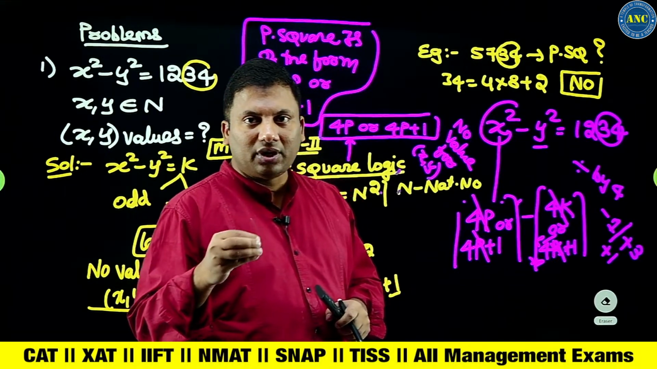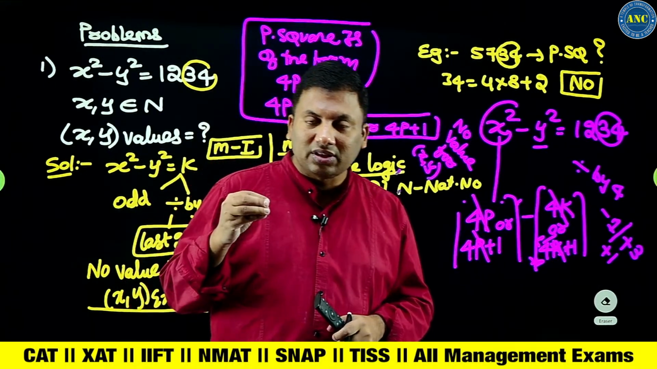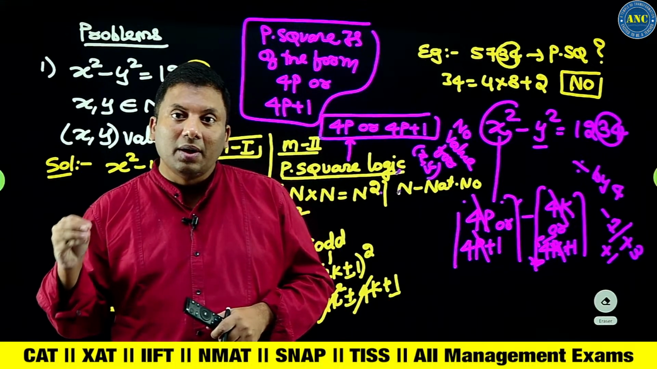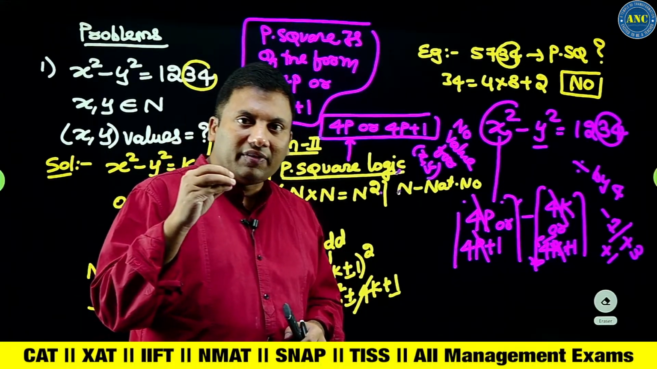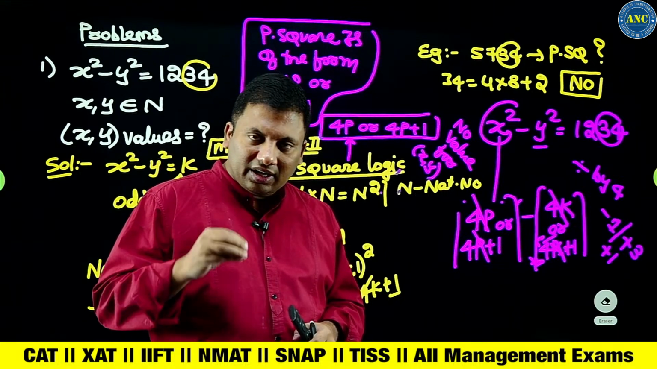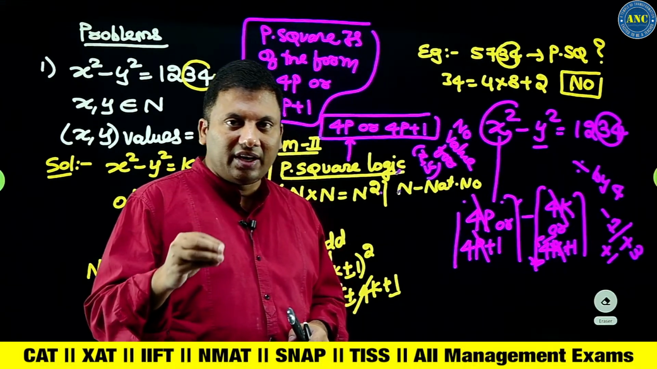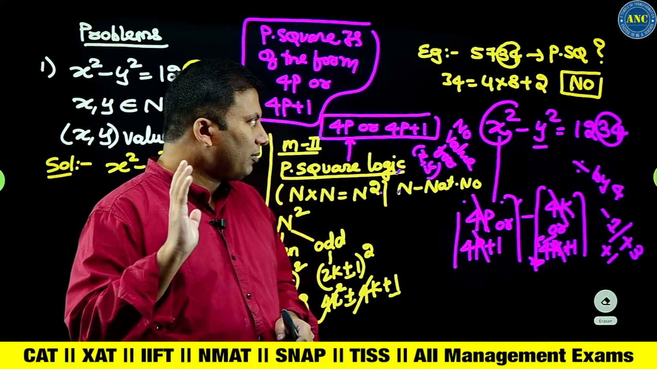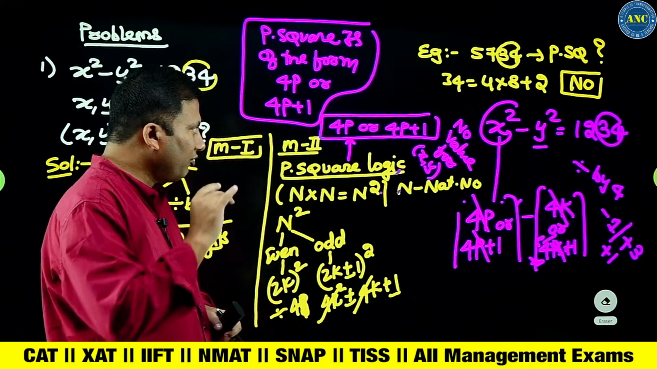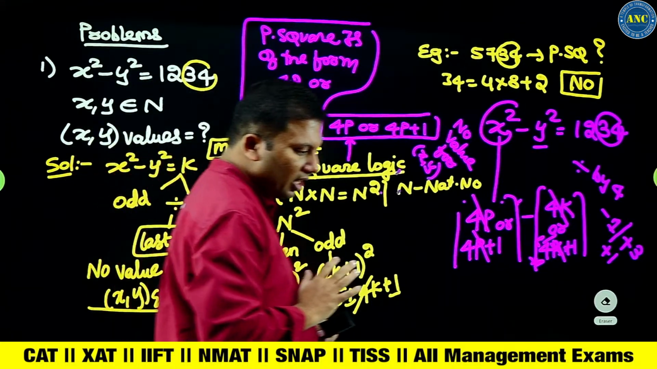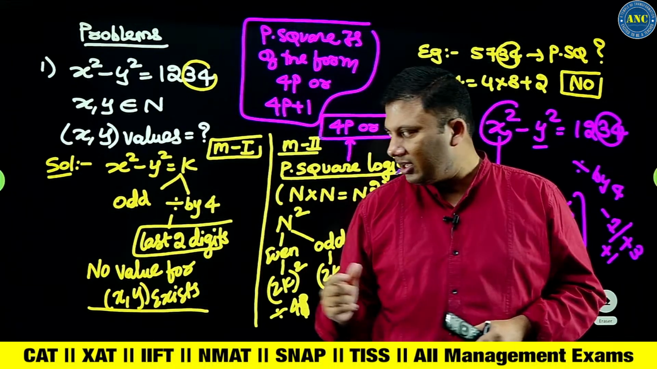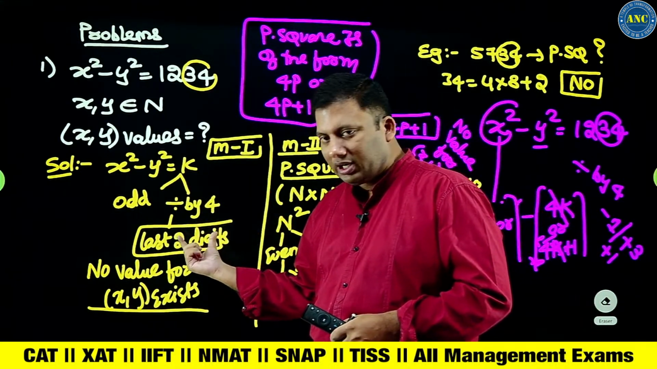Very, very important method 2. What is method 2? A concept based on perfect squares. Any perfect square, when divided by 4, gives remainder 0, or when divided by 4, it gives remainder 1. Method 1, method 2. I hope the idea is clear. This is an extremely important type, sir.